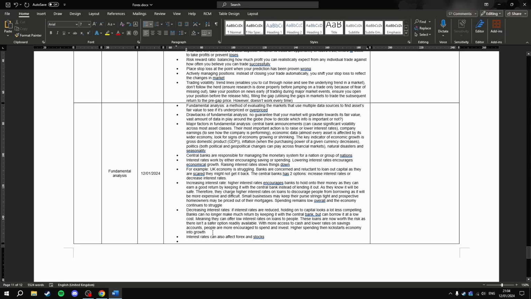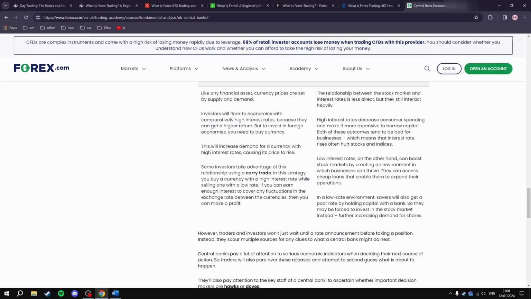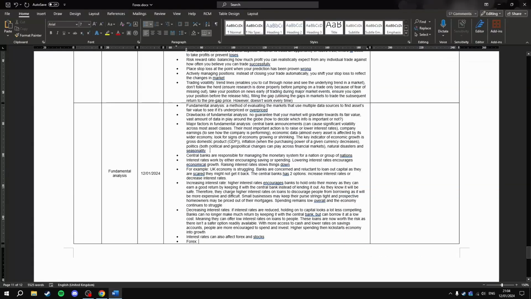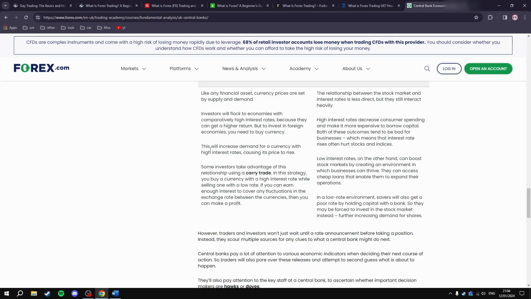So Forex, like any financial asset, currency prices are set by supply and demand. Investors will flock to economies with comparatively high interest rates because they can get a higher return. But to invest in foreign economies, you need to buy currency. This will increase demand, causing its price to rise.